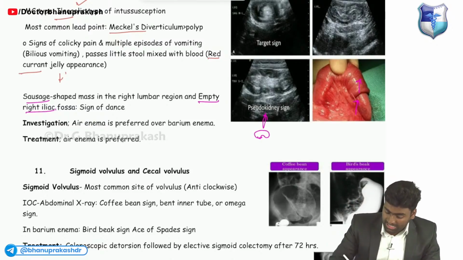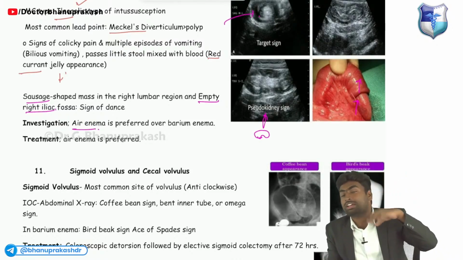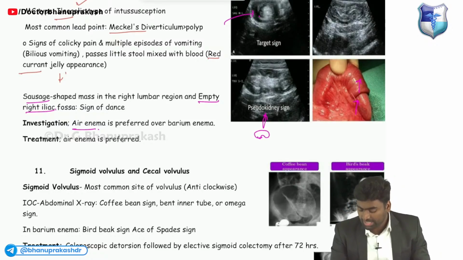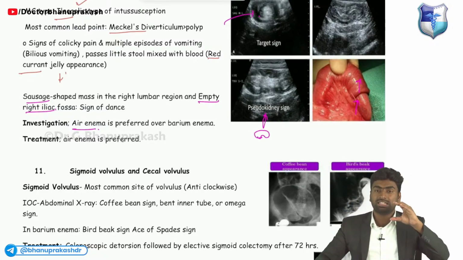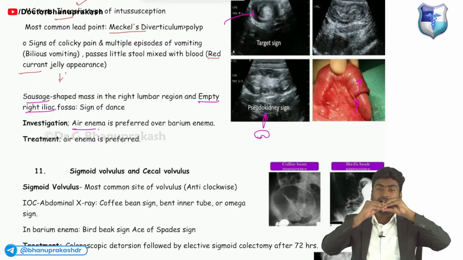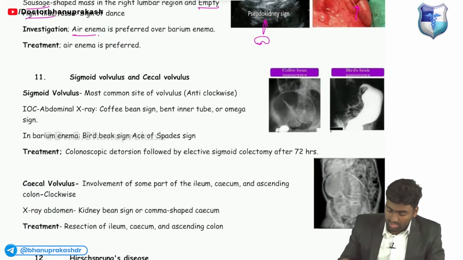Also the donut sign. And in barium enema, you will see the claw sign and the coiled spring deformity. All of them will be seen. Here, what we'll do is give an air enema. With this air enema, the intussusception will get reduced. Once you start giving air from here, it will reduce. So this is intussusception reduction. Remember.